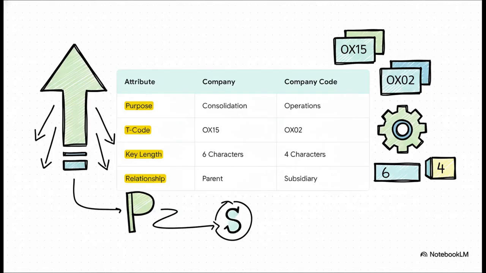This table here really just sums it all up perfectly. Take a look at the purpose row. Company is all about consolidation, while the company code is for day-to-day operations. The T-codes are different, the key lengths are different, and it all comes down to that fundamental parent-subsidiary relationship. If you remember one thing, remember that distinction.